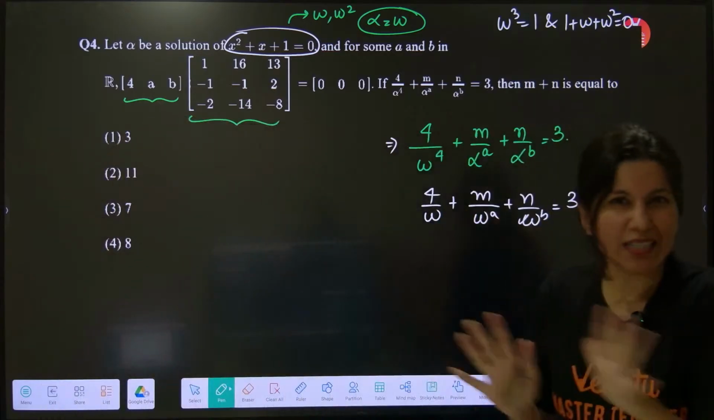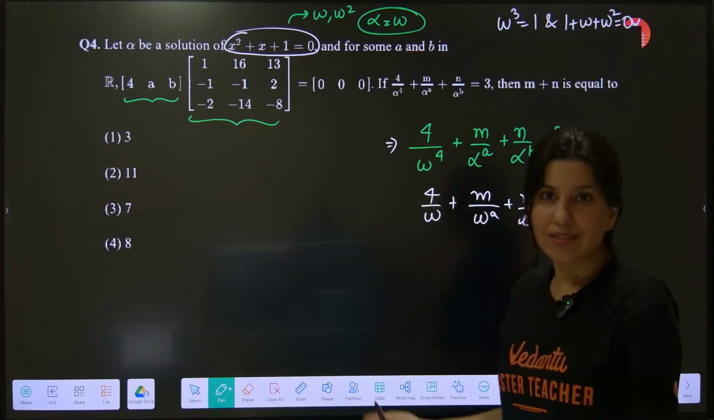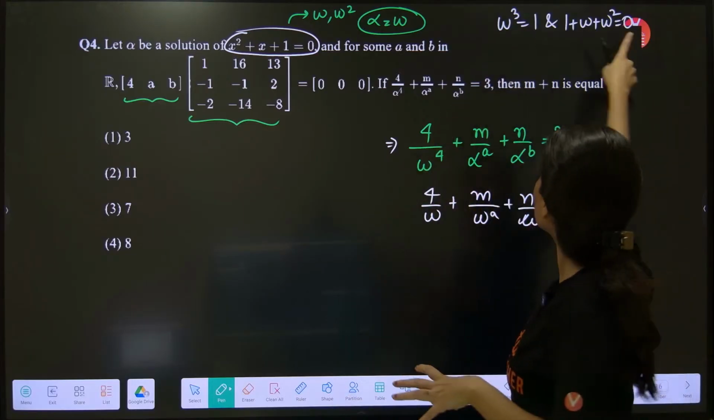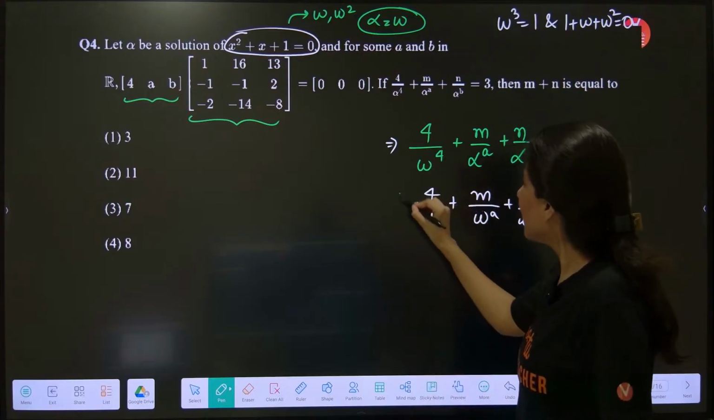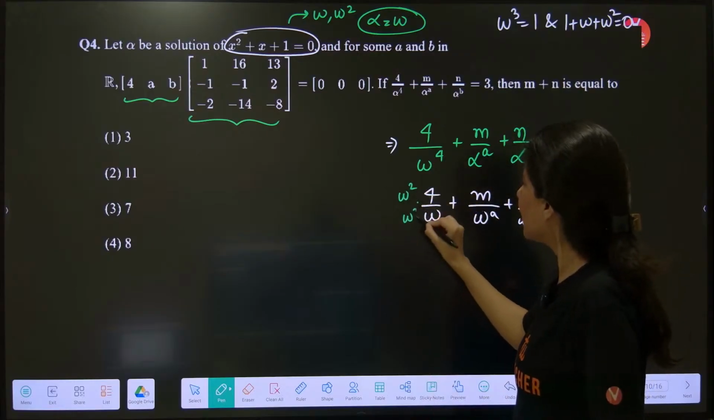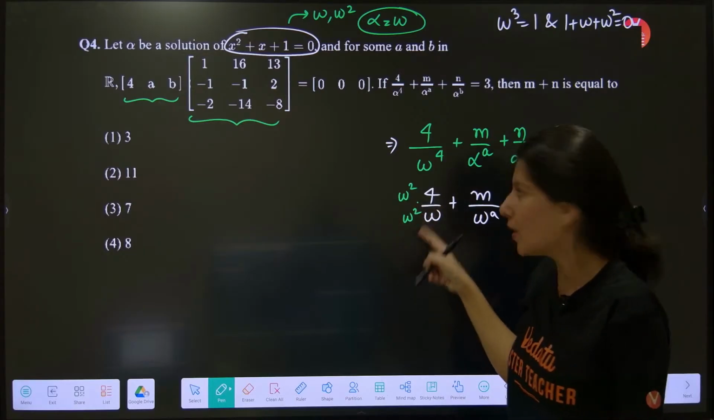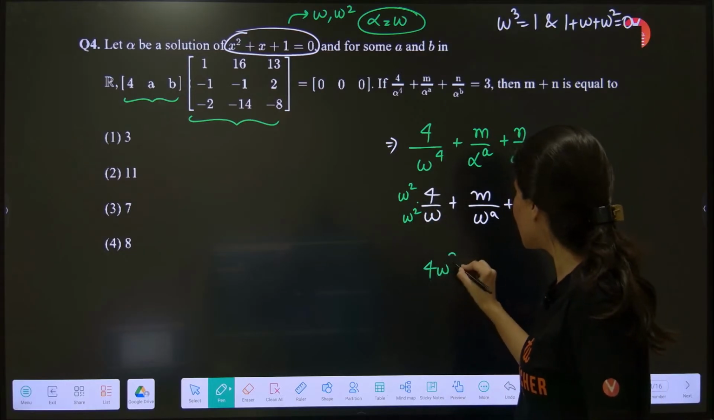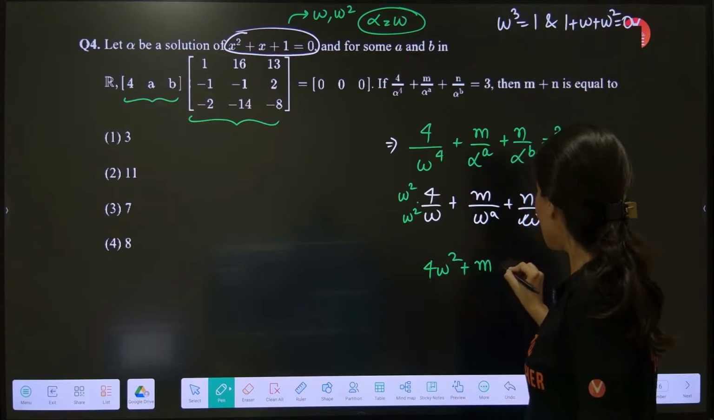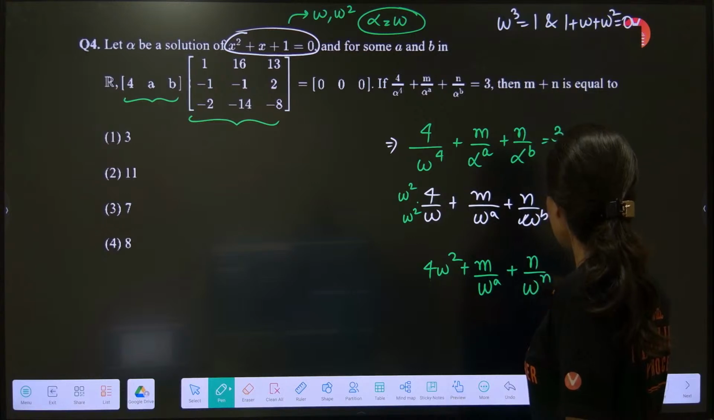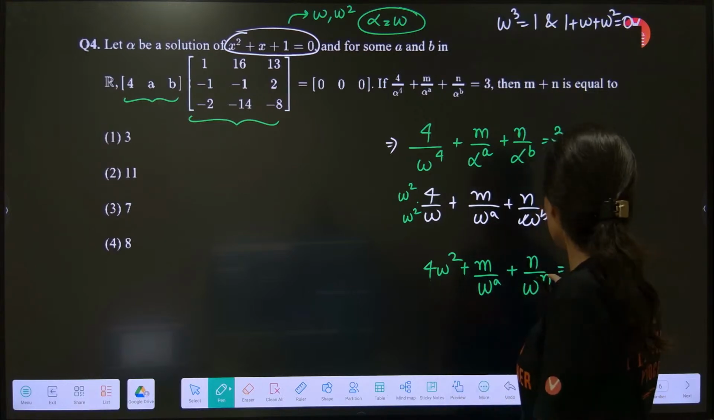One more thing, omega in denominator doesn't look good. We don't know anything related to omega in denominator. So why don't we do one thing? We just multiply omega square in numerator and denominator so that this becomes omega cube, which is 1, and this is 4 times omega square plus m upon omega power a plus n upon omega power b is equal to 3. Sorry, this is b.